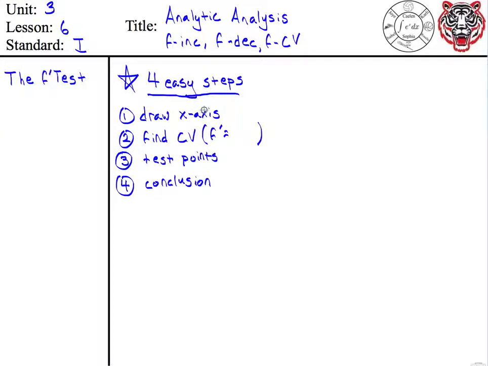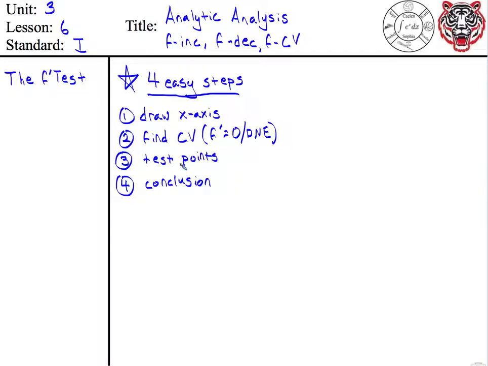So first step is to draw our x-axis, then find the CVs. What does that stand for? Critical values. Where do critical values happen? Where f prime is 0 or d and e. You got it right: d and e and 0.